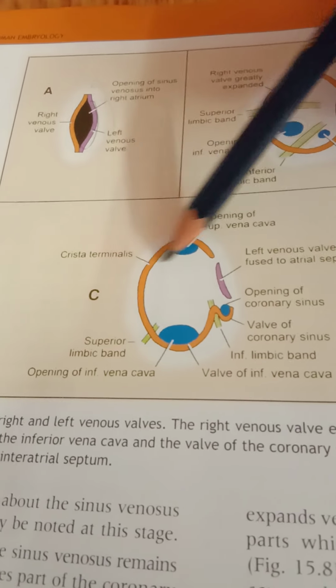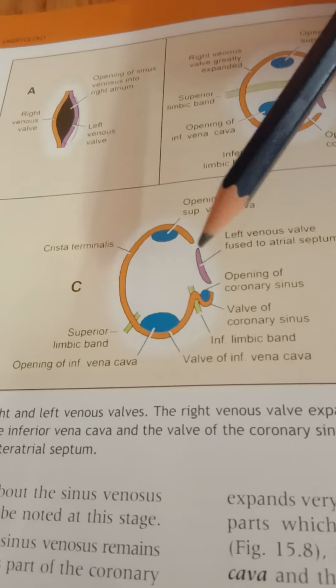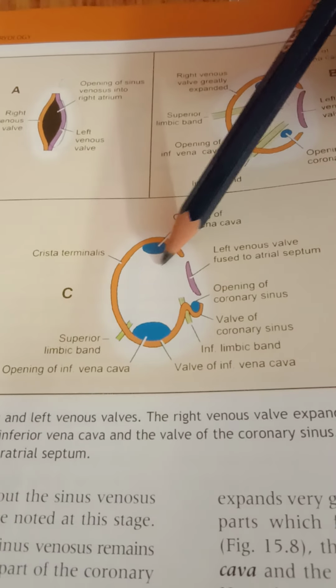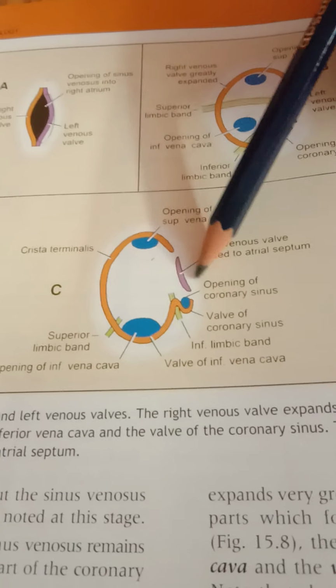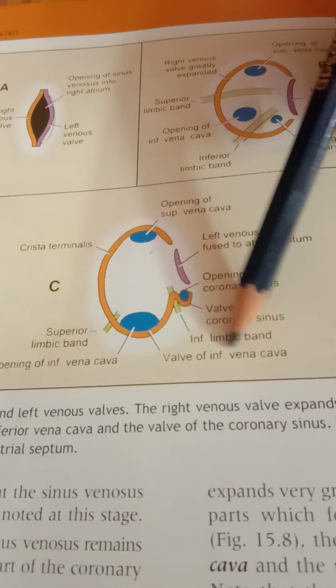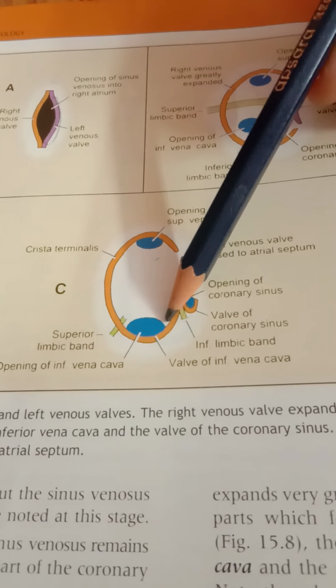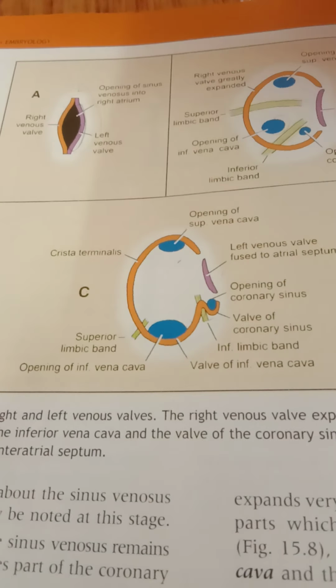So the right venous valve now forms the crista terminalis, and this is the same as before, the opening of the superior vena cava. This is the left venous valve, which is now fused with the atrial septum, and this is the opening of the coronary sinus. This is the valve of the coronary sinus, the inferior limbic band, the valve of the inferior vena cava, the opening of the inferior vena cava, and this is the superior limbic band.